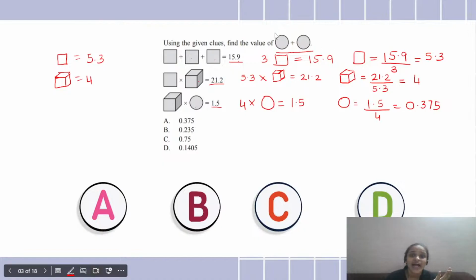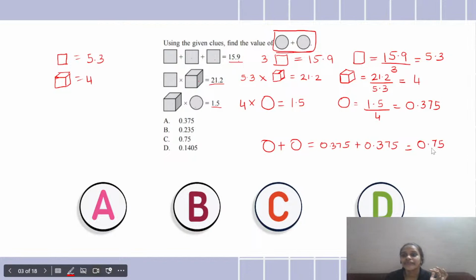So my value of circle is 0.375. But what have they asked me? They have asked me circle plus circle. So I have to simply add the value of circle, that is 0.375 plus 0.375, which equals 0.75. So this gives me option C as the correct answer. Very good, Satish. Very good, my other children who have given the correct answer. Aryaditya has given option C. Mandal has given option C.